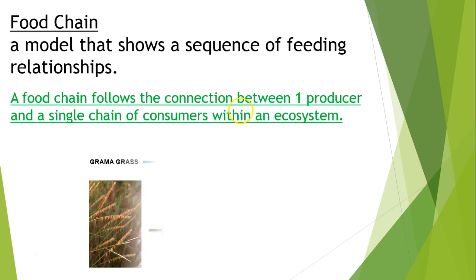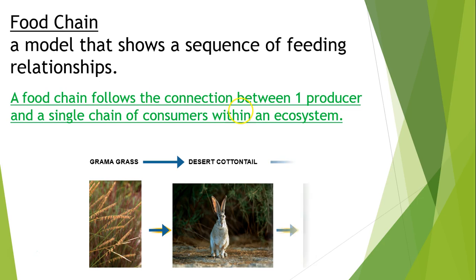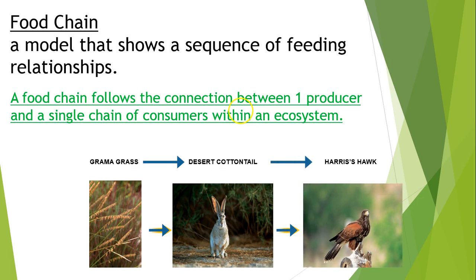The food chain is a model that shows a sequence of feeding relationships. It follows the connection between one type of producer and then a single chain of consumers within the ecosystem, such as grama grass, which is the producer, gets eaten by the desert cottontail, which gets eaten by the Harris hawk. So you see that the arrows point toward where the energy is going, not pointing toward what is eating what.